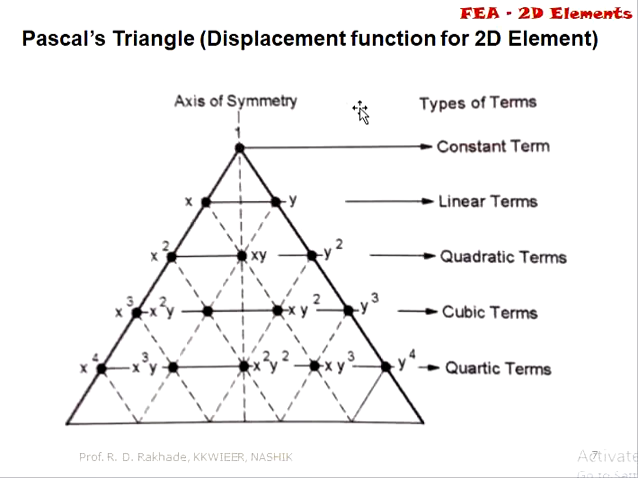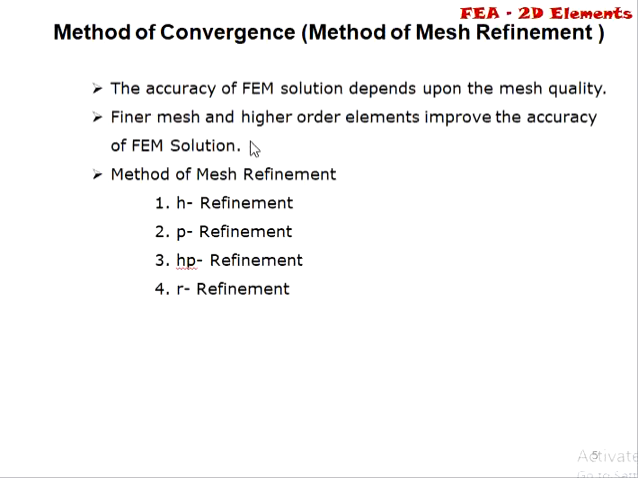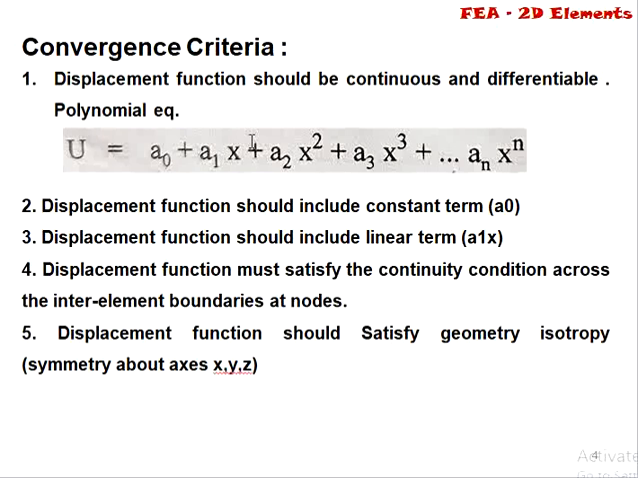So a 2D element requires a 2-dimensional displacement function, means in terms of x and y. These are 2 variables. So if you observe carefully, in the next level, x will increase: x square, x cube, x4. Similarly on the right hand side, y square, y cube and y4. First step, in the first level, that is the constant term, a0, just like here.